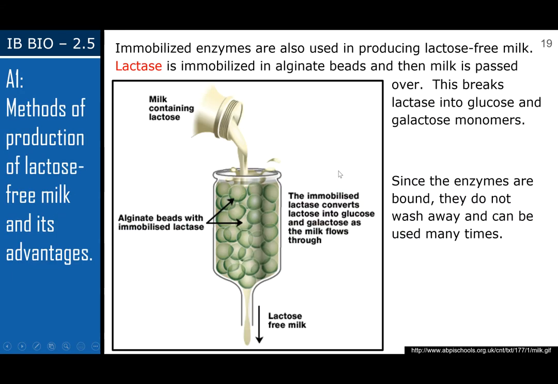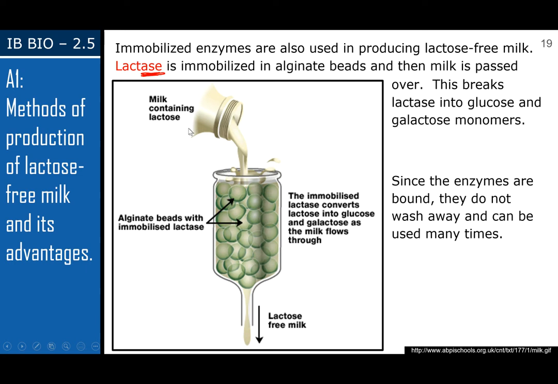Now, if you are lactose intolerant and you drink lactose-free milk, that's because of immobilized enzymes. So what happens is you take lactase, right? Lactase, "ase" means enzyme, and you know it breaks down lactose, which is a carbohydrate. Immobilized enzymes are also used in producing lactose-free milk. Lactase is immobilized in alginate beads, so it's kind of like a polymer bead, like a gel bead. Think of tapioca, like when you get bubble tea, it's kind of like that. And in that bubble, there's a bunch of enzymes stuck to it, right?